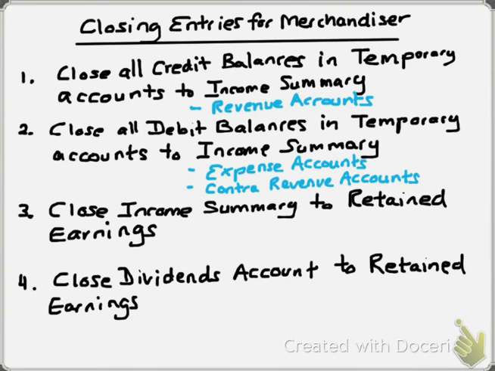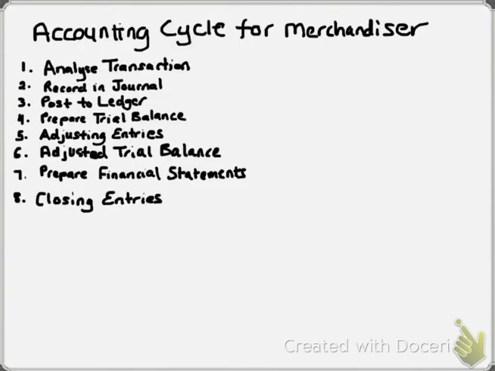Now we can continue with our accounting process. There's only one more step left, which is the post-closing trial balance. As you can see, the accounting cycle steps for a merchandiser or a service company are identical, just that we have a few additional things that we need to take care of when it's a merchandiser. Remember that we have shrinkage for adjusting entries, and we have some additional temporary accounts in our closing entries.